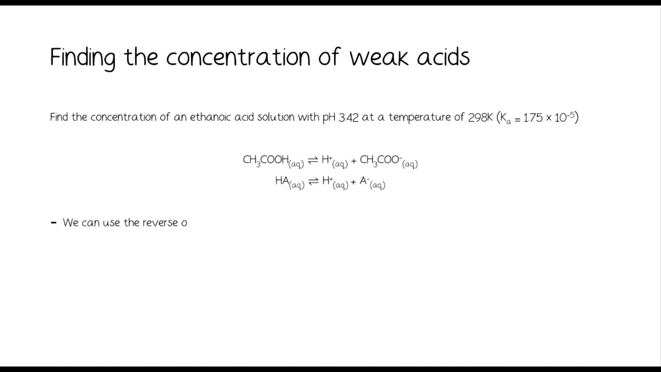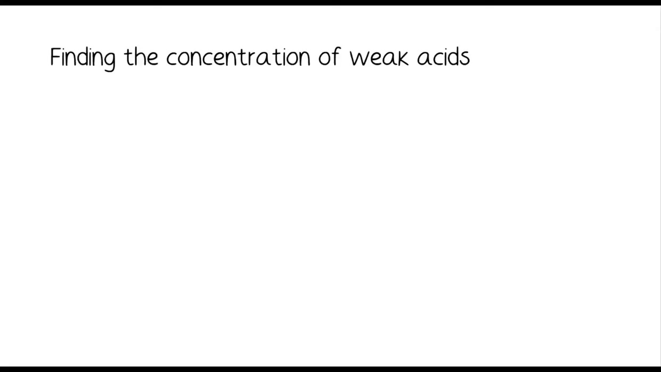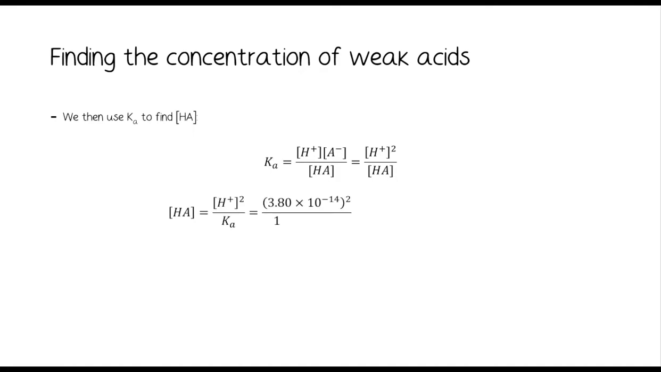You can use the reverse of finding the pH to find H+. So if you remember from before, I said that the concentration of H+ is 10 to the minus pH, which should give you 3.8 times 10 to the minus 4 moles per decimeter cubed here. So now we have the H+ concentration and we know what Ka is. We then use Ka to find HA, so we know that H+ and A- must be the same because it's a pure acid. So Ka equals H+ squared over HA. And we rearrange this equation to get HA, so you get this. And if you slap all the numbers in, you get HA to be 8.26 times 10 to the minus 3 moles per decimeter cubed, and that is the concentration of the weak acid.